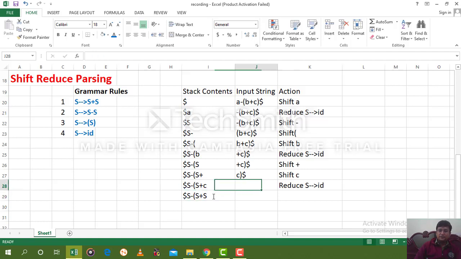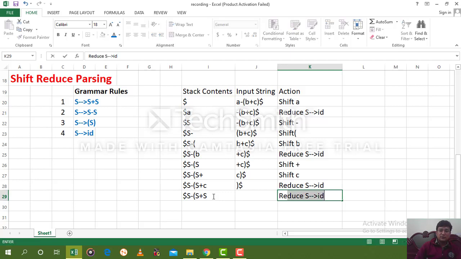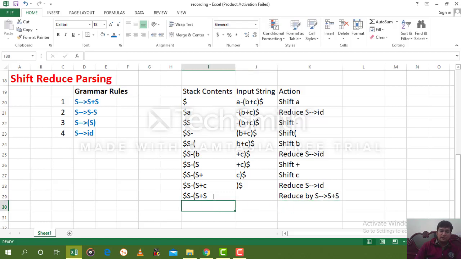After doing so, you can see that on the top of the stack we have S plus S. So grammar rule 1 says, S produces S plus S. So S plus S is appearing at the top of the stack, that can be reduced by the left hand side. So we can reduce by S produces S plus S. Right? So this S plus S can be converted to capital S.